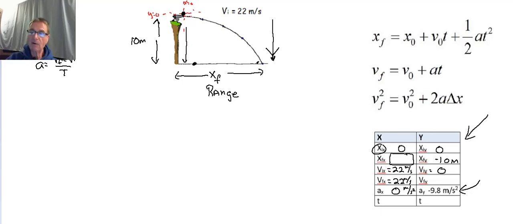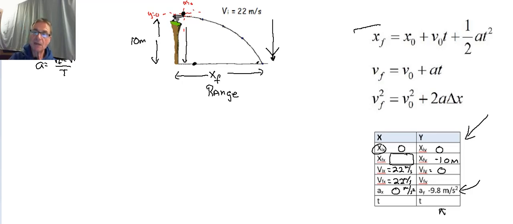Okay, so we've filled in our table now with everything that we know. And so what we're going to do is start doing some analysis. Which is the dimension that I have the most information in? Well, in the x dimension, I really only know the initial velocity and the final velocity. I don't know time. I do know the acceleration, and I don't know the final displacement. So I don't have a whole lot there. However, in the y dimension, I know my initial position and my final position. I know my acceleration and my initial velocity. So I can figure out what the time is using some of the equations.